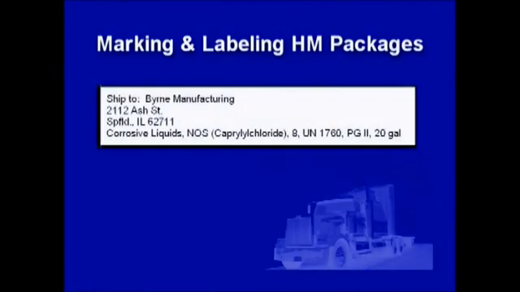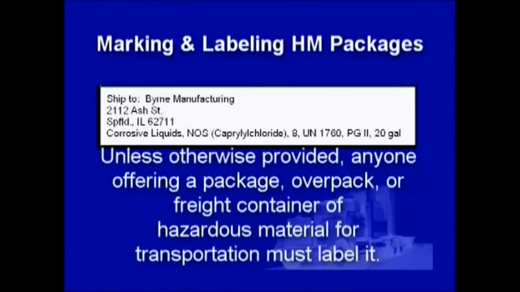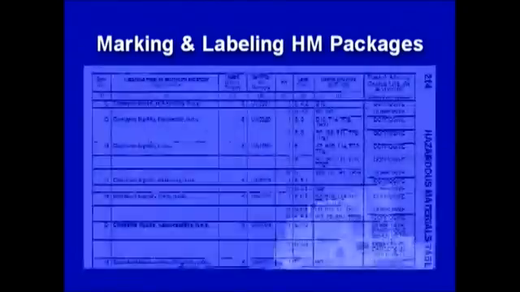In addition to marking, labels are applied to the outside of shipping containers. Labels, which must be at least 3.9 inches on each side, identify the primary and subsidiary hazards specific to materials. Unless otherwise provided, anyone offering a package, overpack, or freight container of hazardous material for transportation must label it.